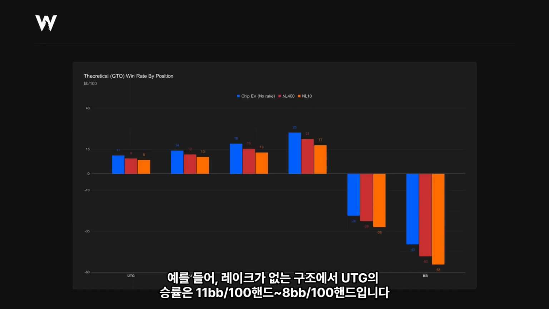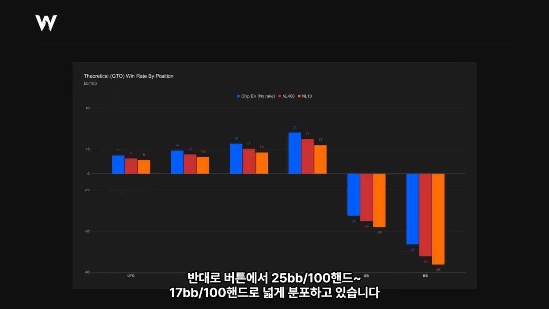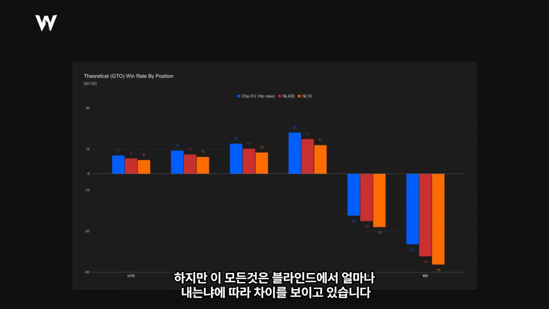For example, under the gun, we see that the win rate changes from 11 big blinds per 100 in a rakeless scenario to 8 big blinds per 100 at micro stakes. Whereas on the button, we see that the win rate varies from 25 big blinds per 100 all the way down to 17 big blinds per 100. So there's a lot more variance here. But all of that is dwarfed by how much more the blinds pay.